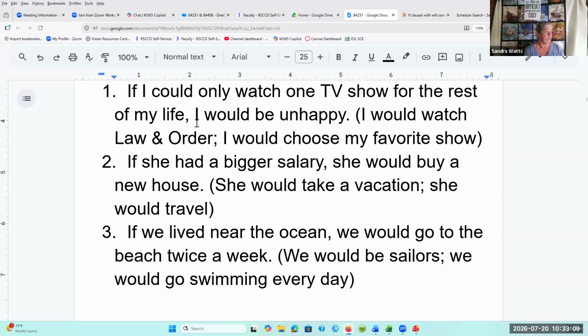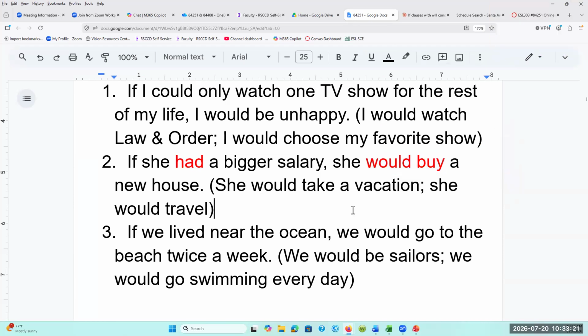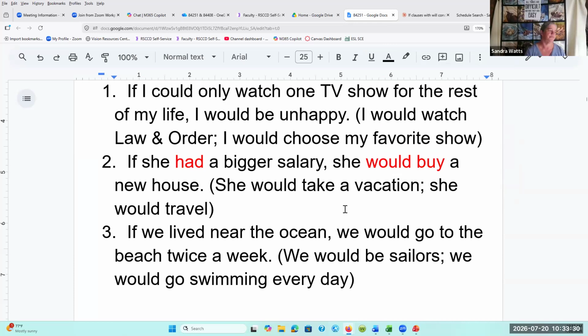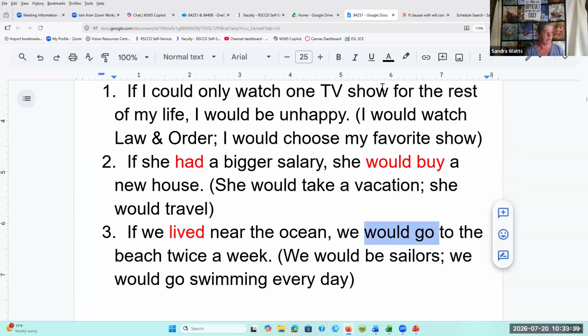Nice. Yeah, so like I said, the idea is that you're using that past tense here. And then your effect is would, not will. Will means it's true. Would means it's not true right now, or you don't think it's going to happen. Okay. Nice job, people.